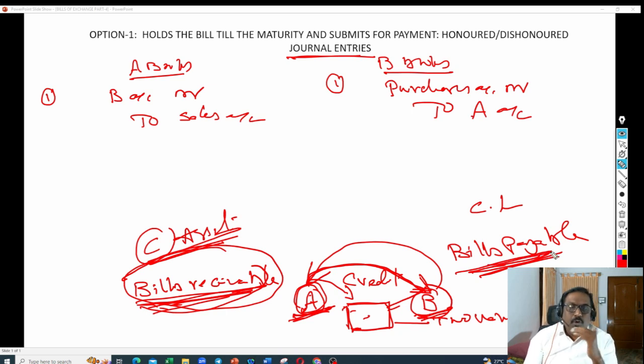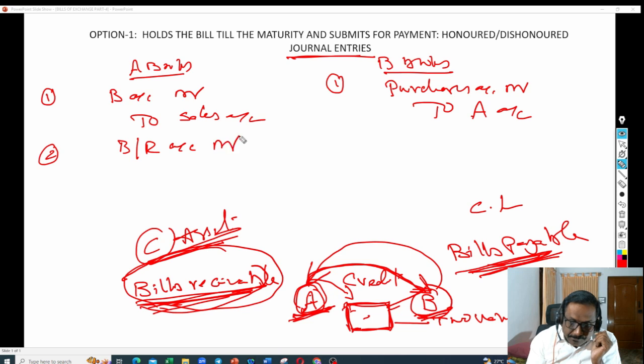Now, going back to the scenario, A wrote the bill and got the acceptance from B. So for A, what is this? Bills receivable, right? Bills receivable is an asset, and assets are debit balances. So he has to debit bills receivable account. Why is he debiting bills receivable? He has written the bill and got the acceptance from B. So bills receivable is an asset for him. Assets are debit balances, so we are debiting the bills receivable account.